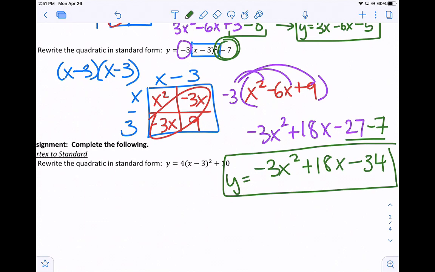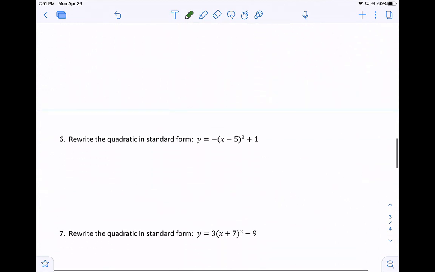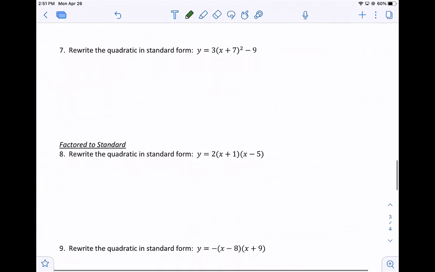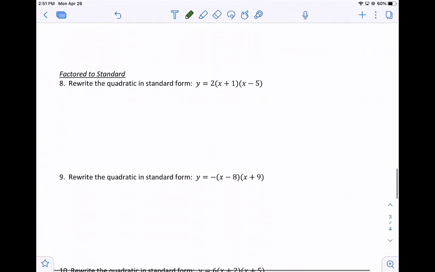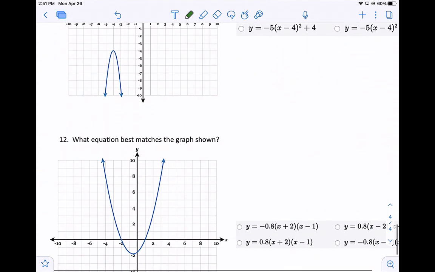Okay, so your assignment is, they'll start you with this form, so vertex to standard form, so just like we did the last 2 problems. You'll have 3 of those to try, and then we'll go back to changing it from factor to standard form, and then there's some review of the graphs. So finish that, and we'll go over any questions that you have the next time we have class.